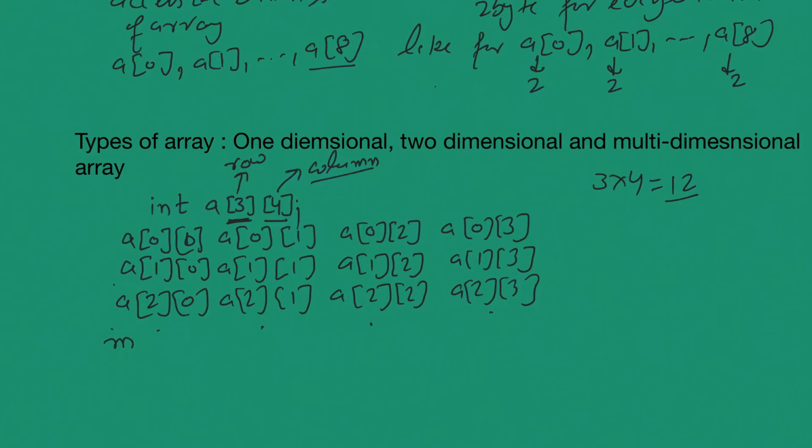And what is the memory allocated? The size of the data type int is 2 bytes. The first dimension size is 3, the second dimension size is 4. So 24 bytes will be allocated by the compiler for this particular type of array.